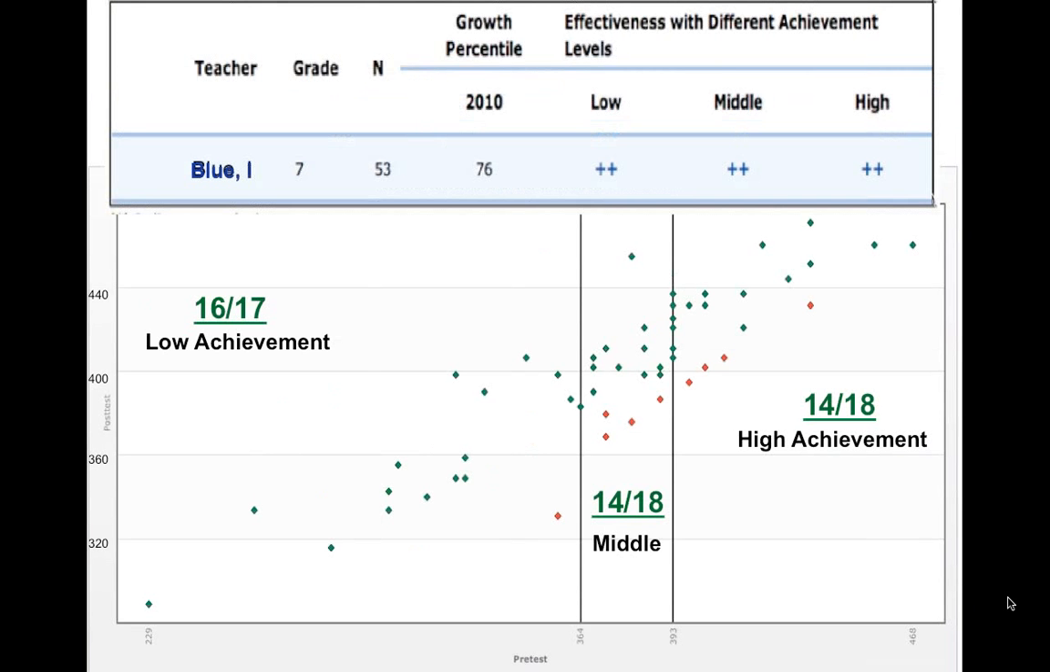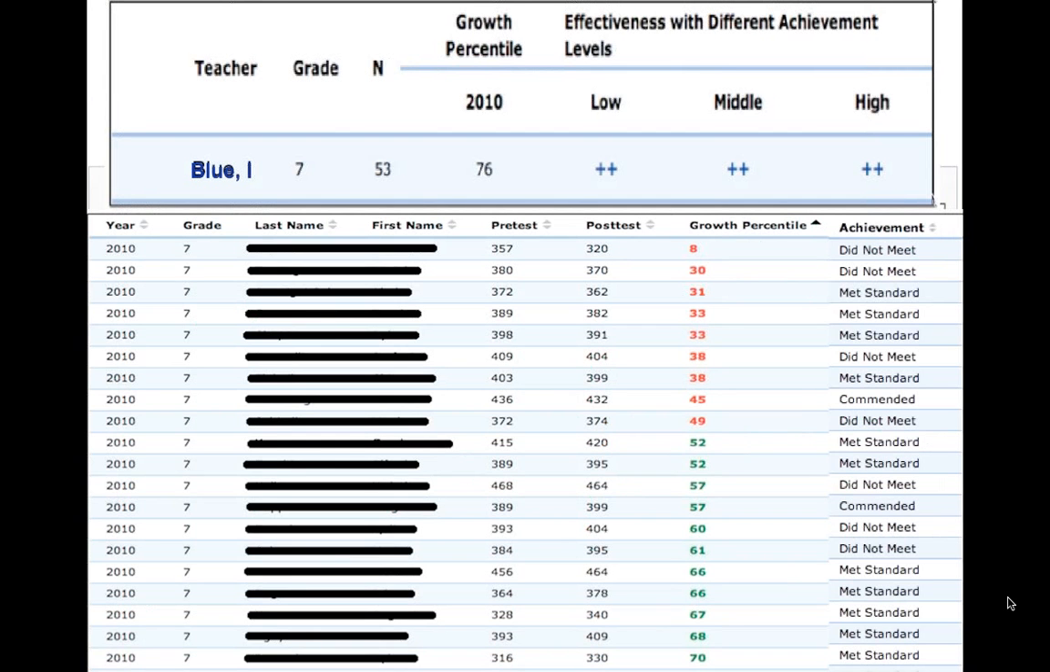Let's bring back Ivy Blue's scatter plot and share one more data resource that's available when you interpret your scatter plots. So I pulled back up Ivy Blue, and notice that Ivy Blue's name is hypertext. If you click on her name, it will bring up each of her students' individual learning growth percentiles. So these are some of Miss Blue's 53 students. I've crossed out their names for privacy reasons.